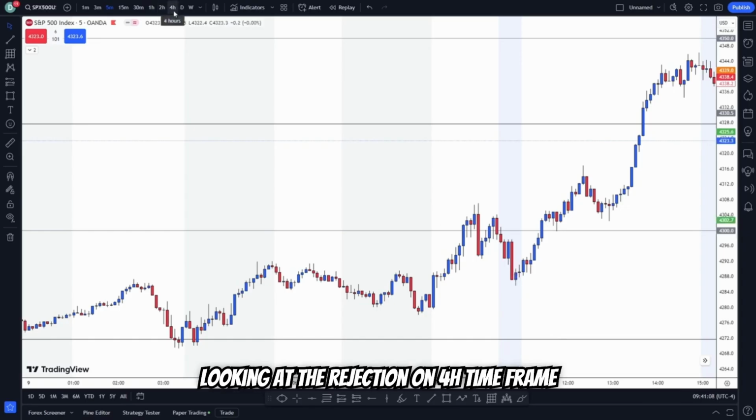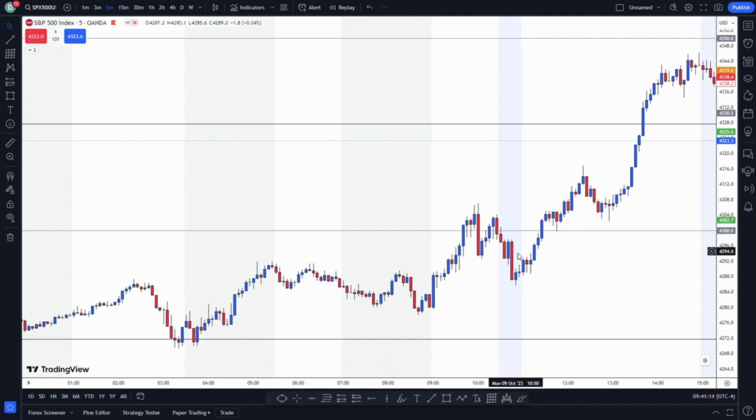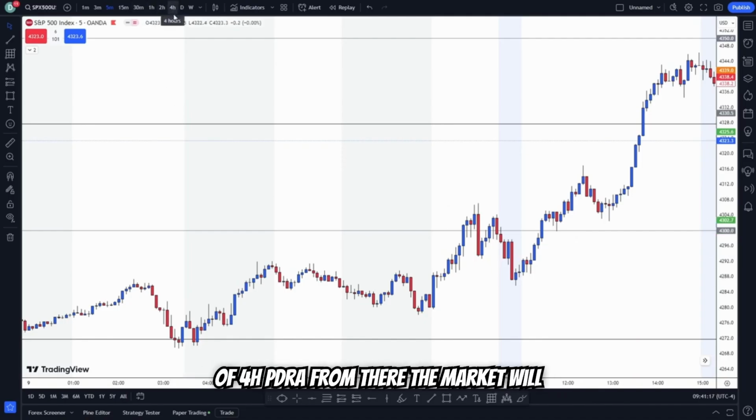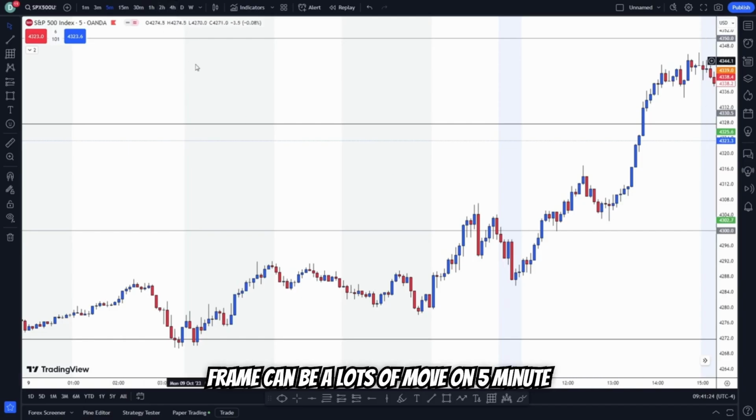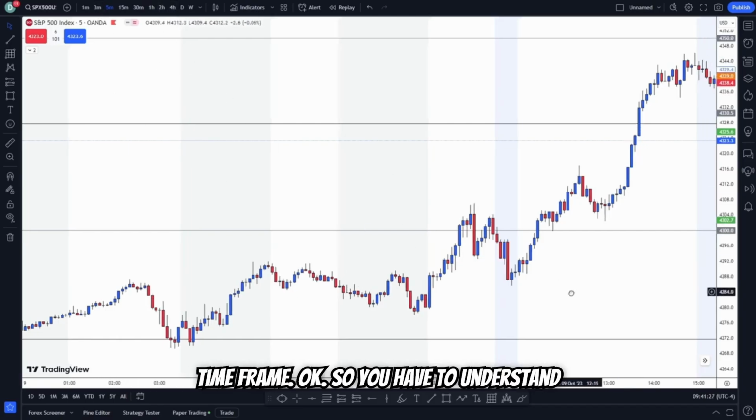But if you're looking at the rejection on the 4H time frame or 1H time frame, then you can just take a trade and you can make money, okay? Because we know that from that 4H level or 4H PD array, the market will reject and give some fluctuations. A fluctuation on the 4H time frame can be a lot of move on the 5 minute time frame, okay? So you have to understand this.